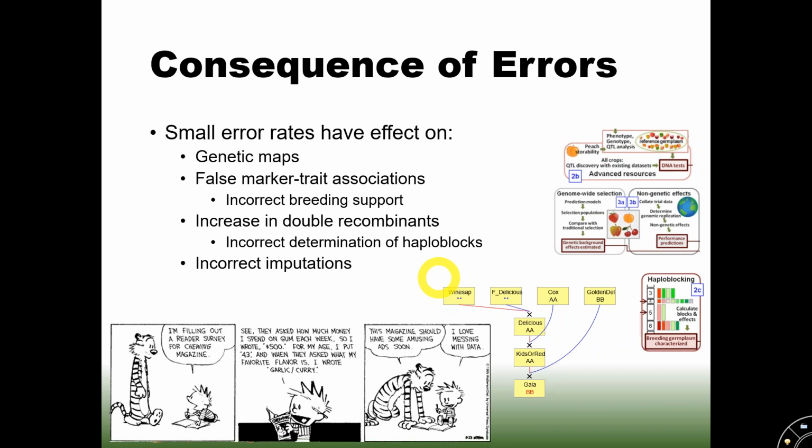Also, you might find that certain alleles or SNPs are associated with certain trait levels, and again, that might not be true if your data is full of errors.